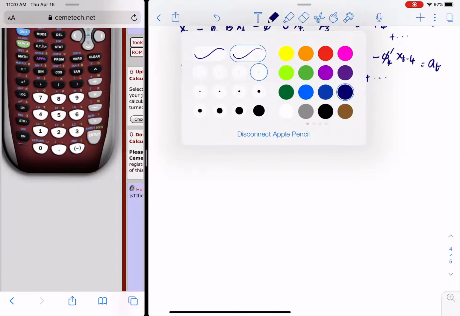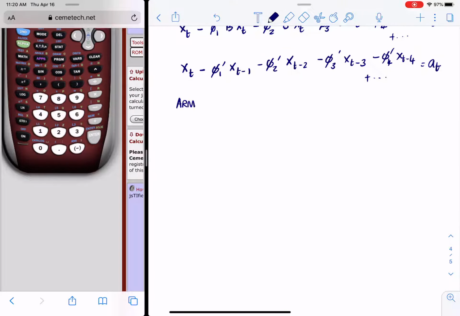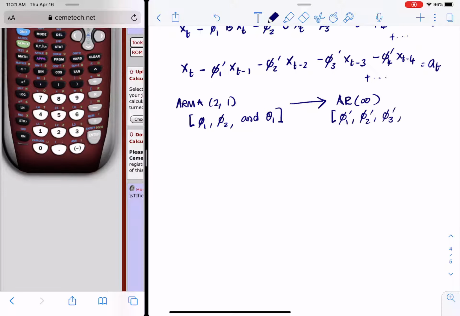So we took an ARMA 2-1 model, and it had phi 1, phi 2, and theta 1 as the coefficients. We converted it to an AR infinite model with coefficients phi1 prime, phi2 prime, phi3 prime, and all the way up to infinity. Again, it is quite important to note that we don't have to go all the way up to infinity. We can stop at a particular order.